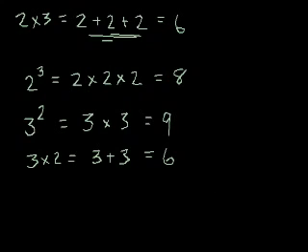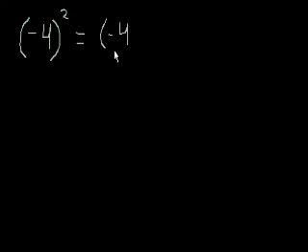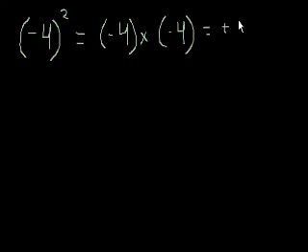Let's do some more problems. If I were to tell you negative 4 squared, well, once again, that's the same thing as negative 4 times negative 4. We learned from multiplying negative numbers that a negative times a negative is a positive, and then it's 4 times 4. Well, this equals positive 16. You don't have to write the positive. I'm just doing that for emphasis.